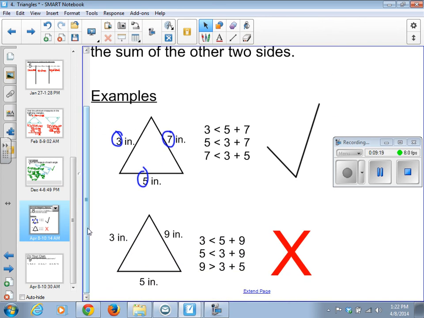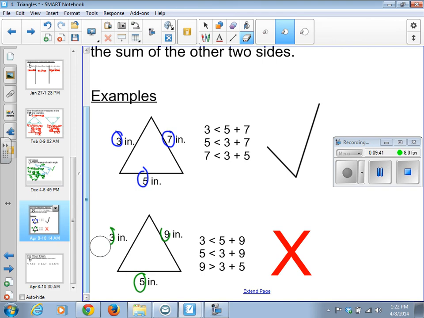Now look at this one. We have a 3, 5, 9. Going through our checks, our side of 3 is less than 5 plus 9. 3 is less than 14, so that works. How about 5? Is 5 less than 3 plus 9? Sure is. 5 is less than 12.